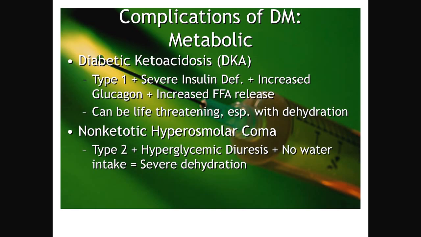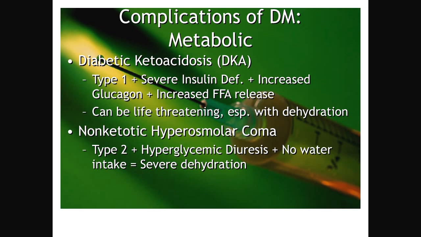So what are some metabolic complications of diabetes? Well, in DKA, you see that it's type 1 involvement, and it also involves some severe insulin deficiency, and then glucagon is increased as well. And then since you're trying to get energy, your body's going to break down fatty acids for ketones. So you're going to see an increased amount of ketone release from free fatty acids. That's where your body gets ketones from. So you're going to have the breakdown of fatty acids in your adipocytes. You're going to have ketones. Now, the thing to know here is that DKA can be life-threatening, especially when the patient's dehydrated.